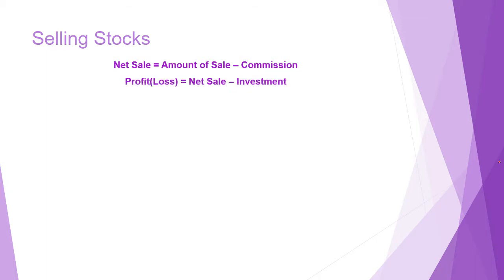So with that being said, we're going to go into the formulas. Selling stock. You want to first find the net sale. To find the net sale, you get the amount of the sale and you subtract the commission from that. Once you get that, you can find if it's a profit or a loss by using this formula: net sale minus investment. Using this formula, if your answer is negative, then you have a loss. If your answer is positive, then you have a profit.